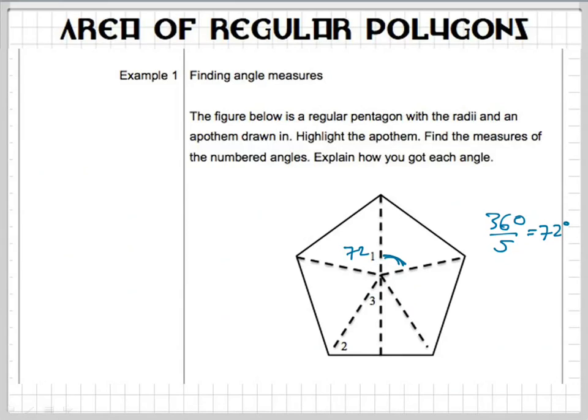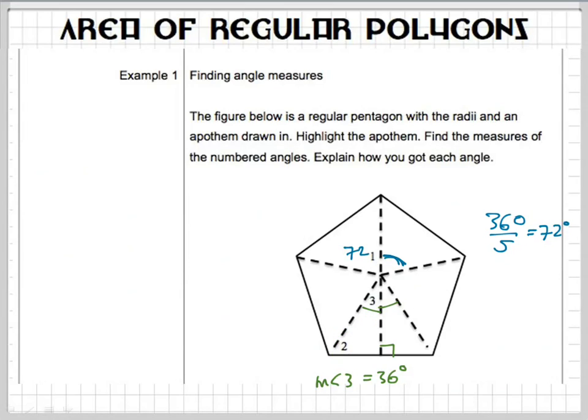Now, because we know that, we can find this. Why can we find that? Because this is perpendicular to the side, and it bisects the central angle. It splits it in half. So if it splits it in half, what's the measure of angle 3? The measure of angle 3 is going to be 36. Look, we're finding things without even having any numbers on the figure.